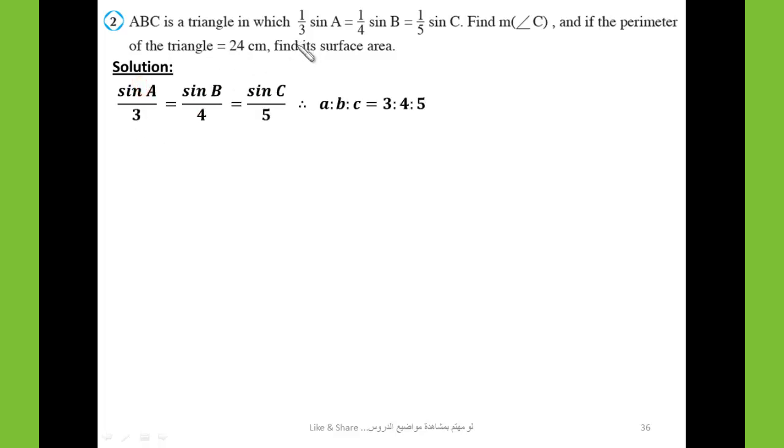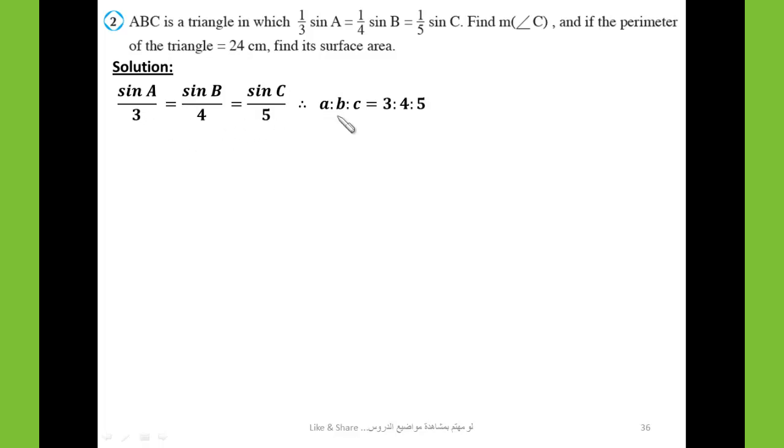We have 1 over 3 sine A equals 1 over 4 sine B equals 1 over 5 sine C. It is the same as the proportion sine A over 3 equals sine B over 4 equals sine C over 5. So a to b to c equals 3 to 4 to 5.